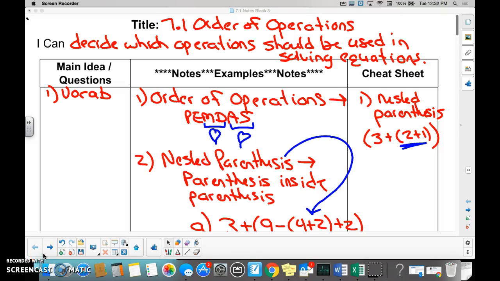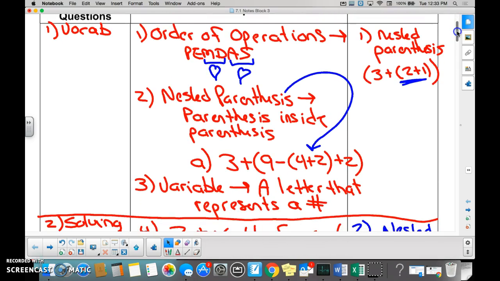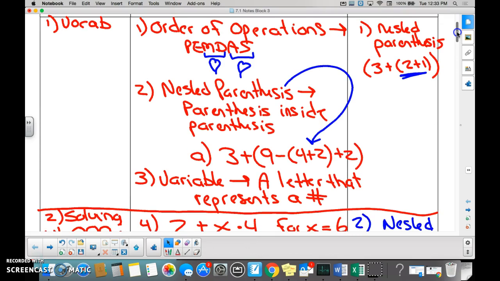3.1 overall operations, I can decide which operations should be used in cellular equations. Good. Order of operations. Thank you, Mary. Order of operations, the definition would be what, everybody? PEMDAS. PEMDAS. And remember, multiplication and division and addition and subtraction are in love.